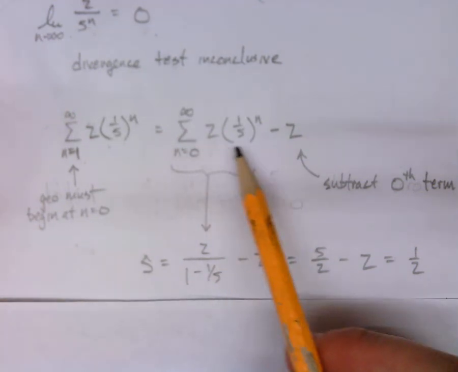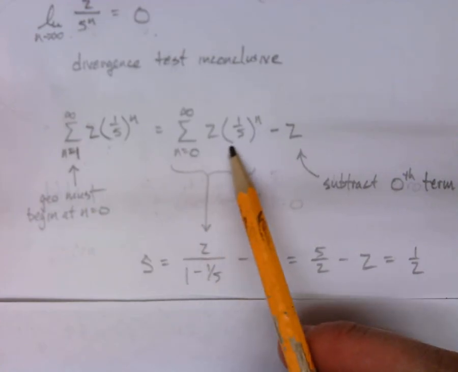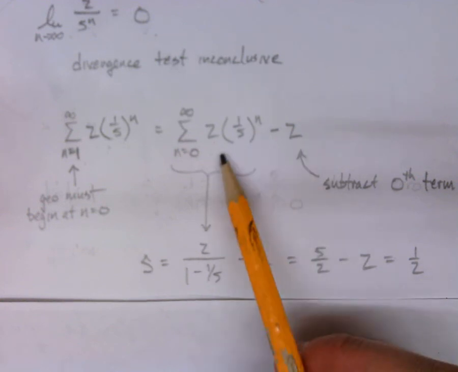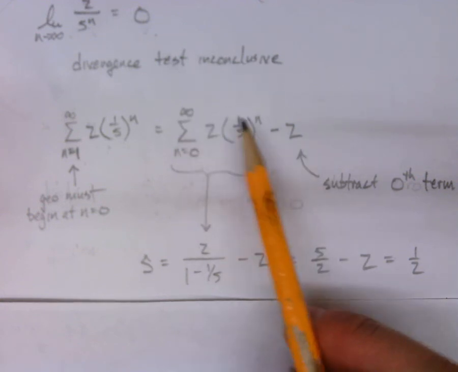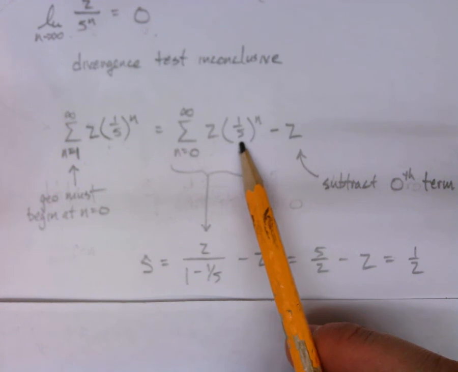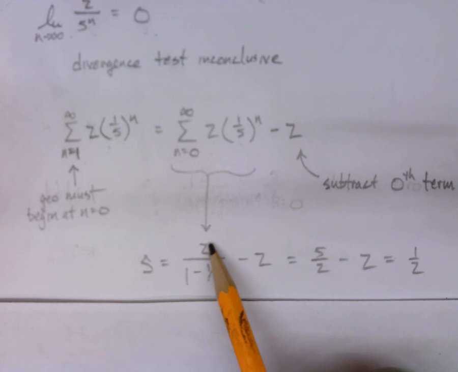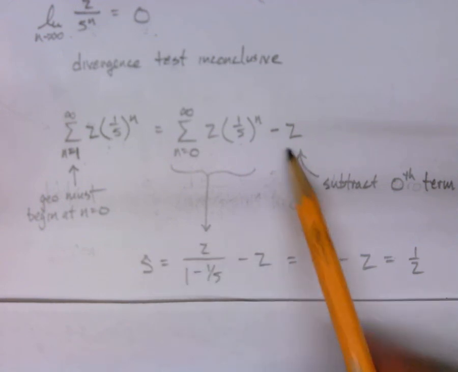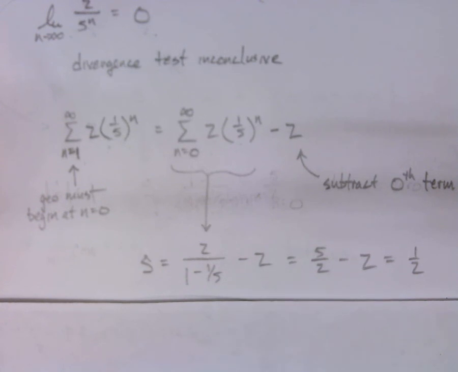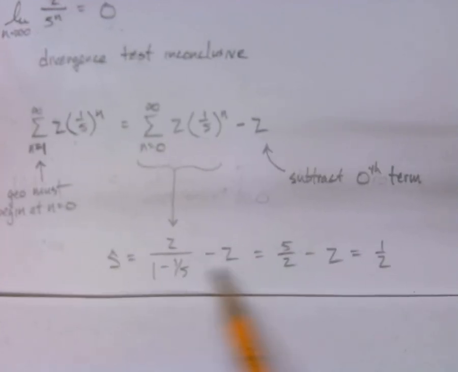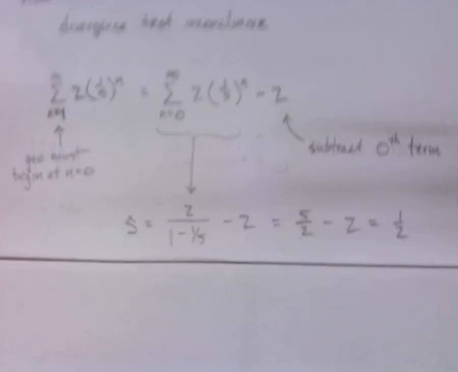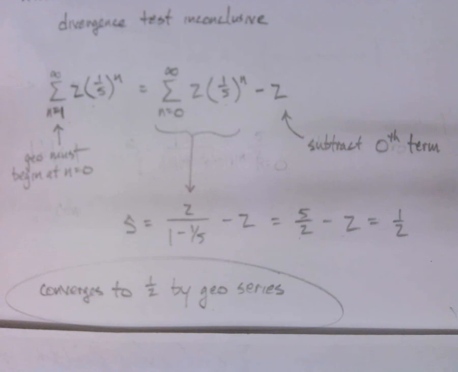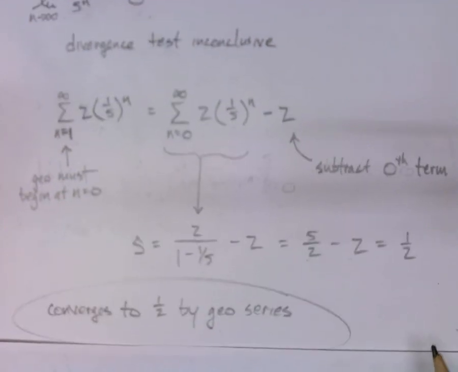So now I really do have a geometric series. It starts at 0, it takes the form, and then I'm subtracting this. Well, I know that this converges. I know my r is less than 1. So let's find out what it adds up to: 2 over 1 minus 1/5, and I'm still subtracting the 2. This first part works out to be 5 over 2. I subtract the 2, I get a half. And so I know that this thing converges.